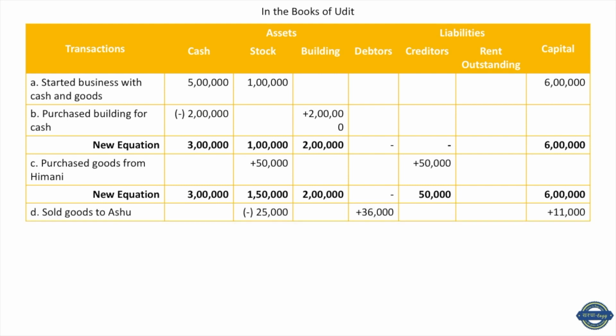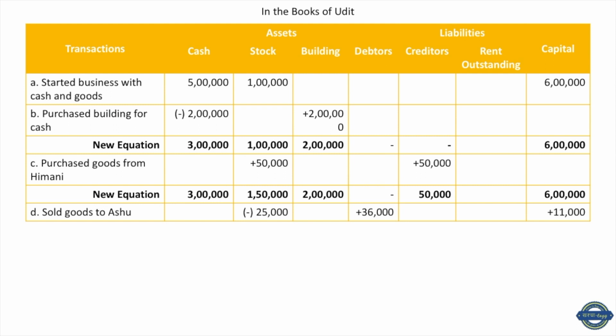Udit sold goods to Ashu. It is not specified that this has been sold for cash. Therefore, Ashu will be assumed to be a debtor as he owes money to us. We have sold these goods on credit. He sold goods that cost rupees 25,000. So we will deduct rupees 25,000 from the stock column. And Ashu owes us money for rupees 36,000. That is why we will add rupees 36,000 in the debtors column under the assets.